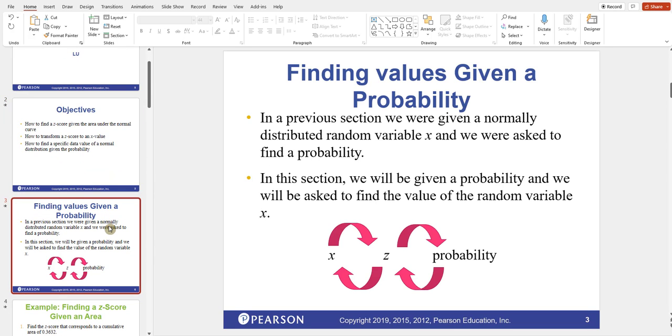So in the previous section, we were given a normally distributed random variable x and we were asked to find the probability. So now we're going to go backwards. We will be given a probability and we will be asked to find the value of the random variable x.